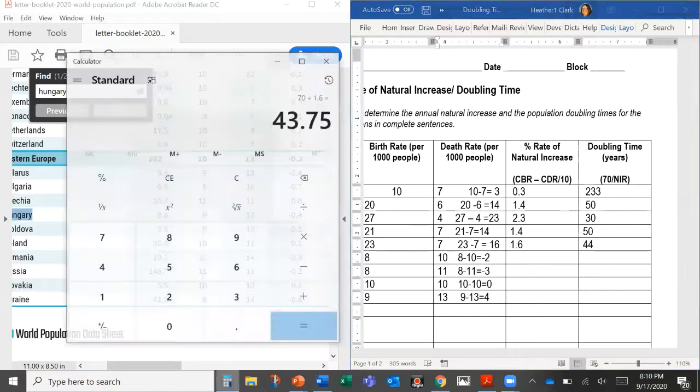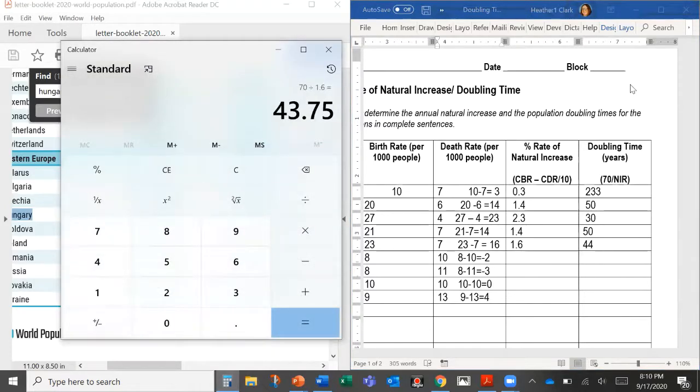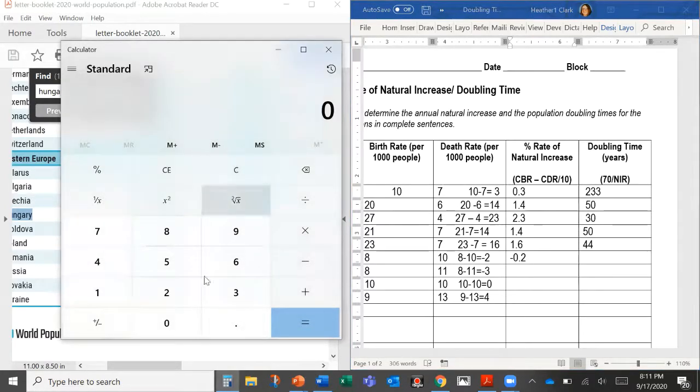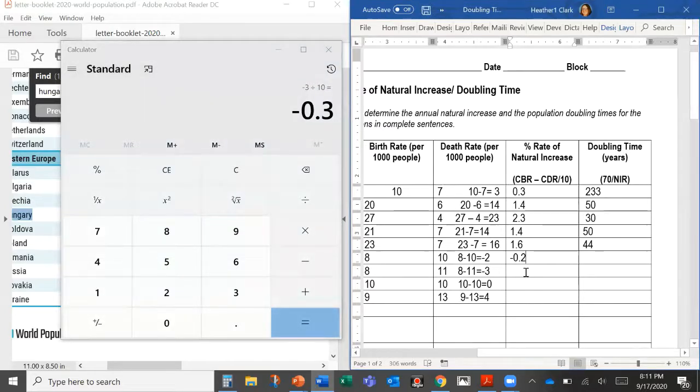So again, we take our calculator. We have the crude birth rate minus crude death rate, so we have -2, divided by 10. And what does that equal? -0.2. And we repeat that process. -3 divided by 10 is -0.3.